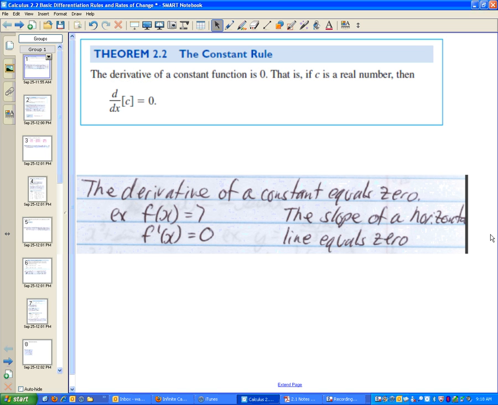So if y equals 2/3, what does y prime equal? 0. If f of x equals negative 3/4, what does f prime of x equal? 0.